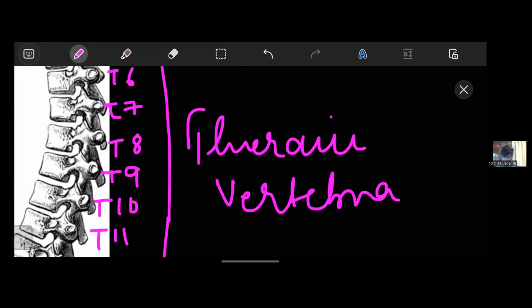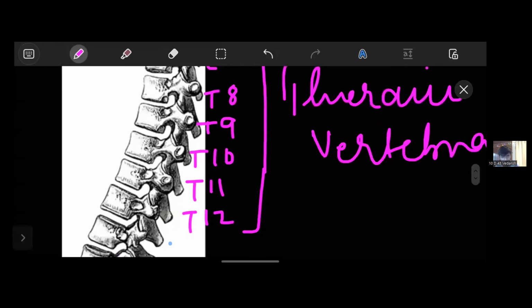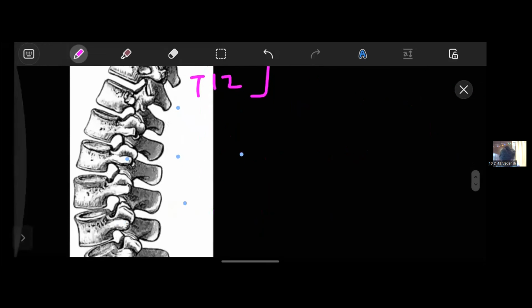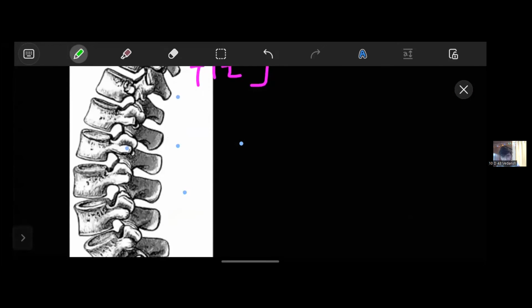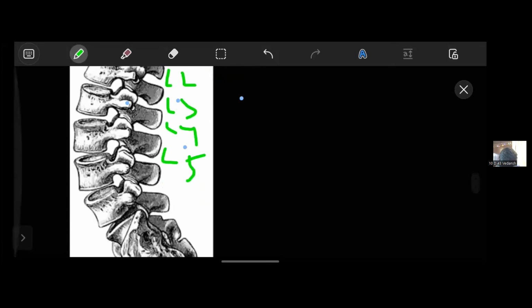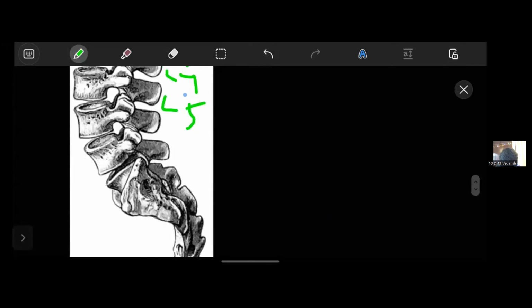Now, moving down to the lumbar region, we have over there, sorry about the background noises, I'm recording in the morning, so it is a bit busy over here. See, we have L1, L2, L3, L4, and L5. Okay, then we have the sacrum, then we have the coccyx.